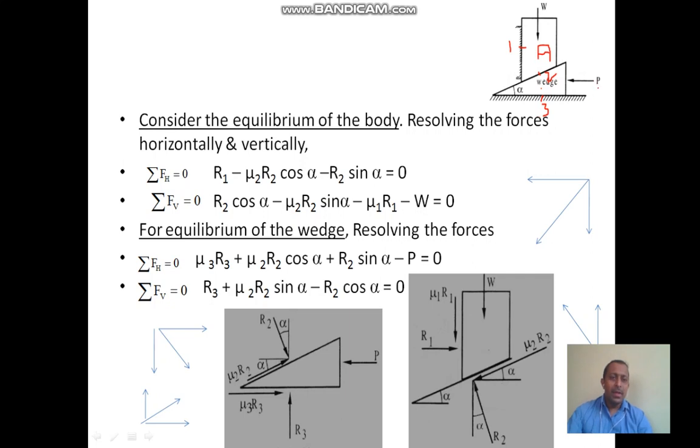Because of this force P, the wedge will move towards left, or the tendency to move of the wedge will be towards left. Just because of the movement or tendency to move of the wedge, the body A will move upwards. If the wedge moves left, the body A will move upwards, right?